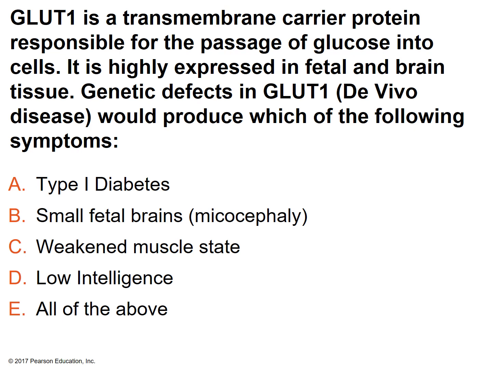So I would like to know, GLUT1 is a transmembrane carrier protein responsible for the passage of glucose into cells. It's highly expressed in fetal and brain tissue. Genetic defects in GLUT1, this is known as De Vivo disease, would produce which of the following symptoms? Type 1 diabetes, small fetal brains, we call this microcephaly, weakened muscle state, low intelligence, or all of the above.